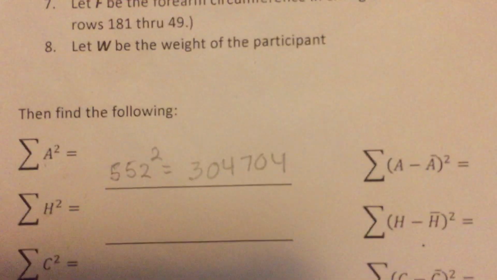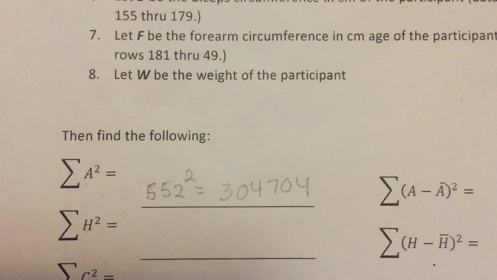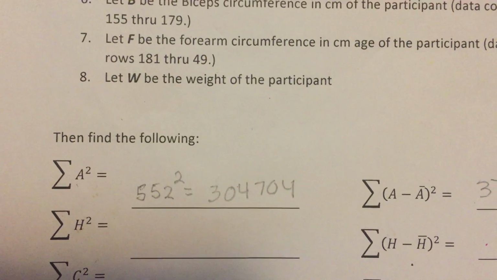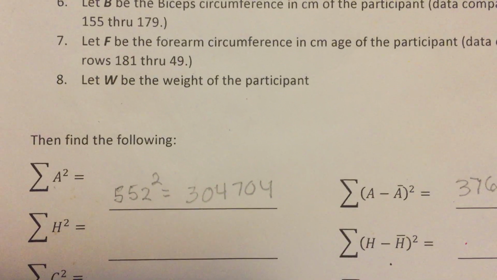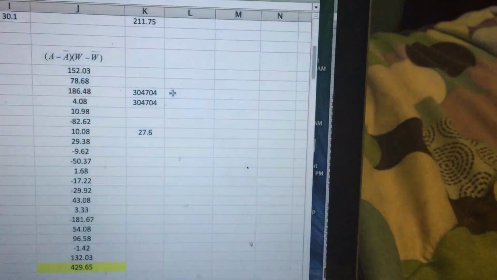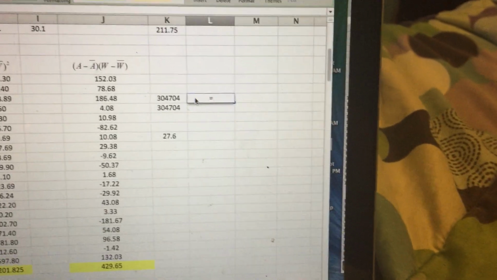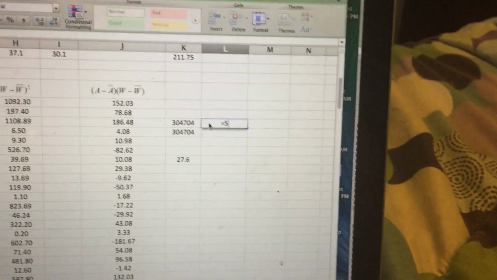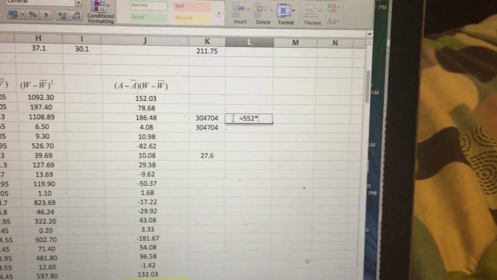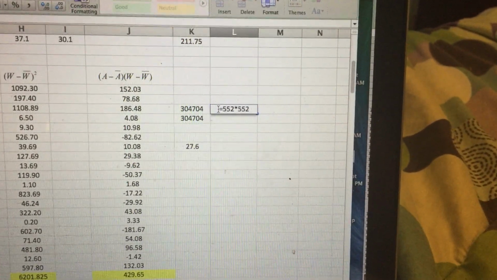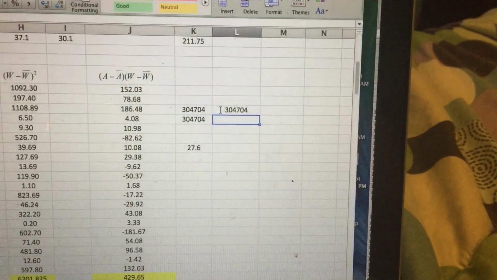Now, the problem says that they want us to square that. So we're going to take 552 and square it, and it comes out to 304,704. Okay, I did it already, but I'm going to do it again for you. If I take that sum, 552, I can multiply it by the same number. That's how you square it.